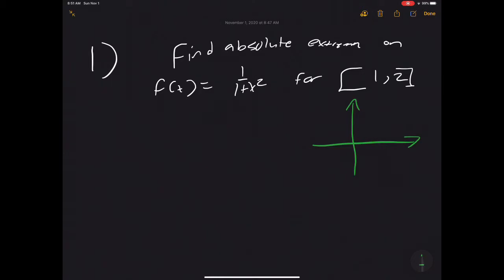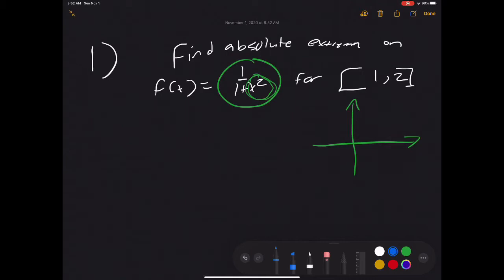The first way, if I'm looking at this function, it's not undefined anywhere because I can't get that denominator to equal 0 for any real numbers. And what happens, where's the maximum of that function? Well, 1 plus x squared has a minimum, which would be the maximum of this function, at x equals 0. Because for any other value, x makes the denominator bigger, which makes the whole fraction smaller. So what is the function when x equals 0?